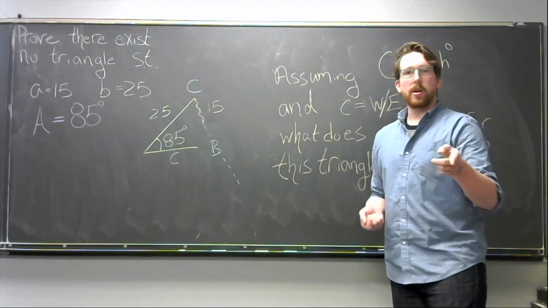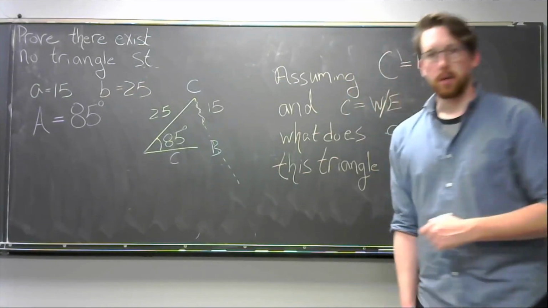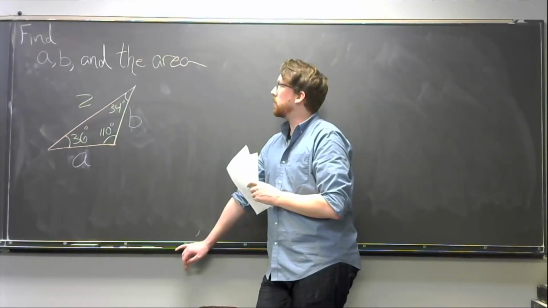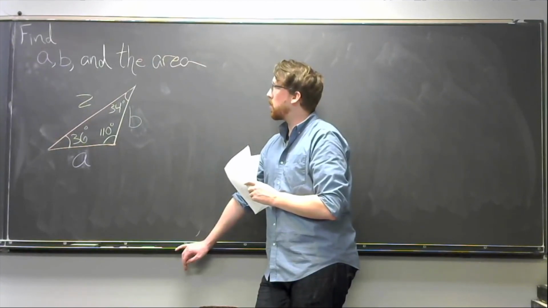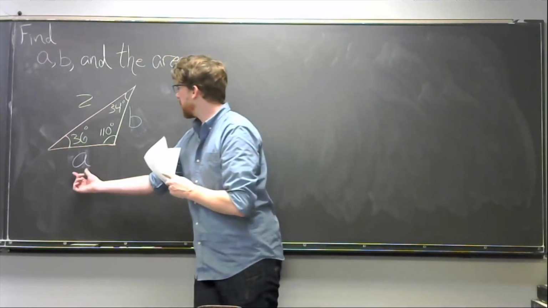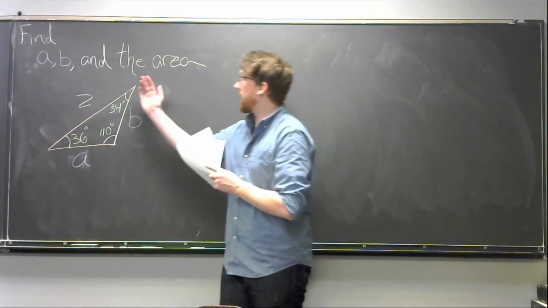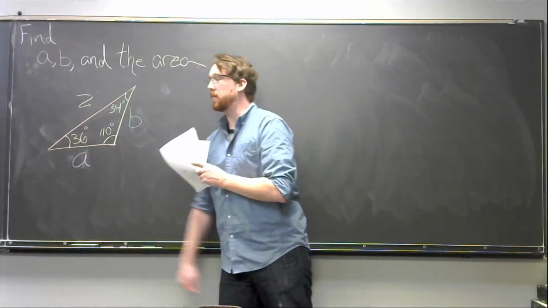Yeah, let's look at another one. For this final example, what we want to do is find the length of A, the length of B, and the area of the entire triangle.